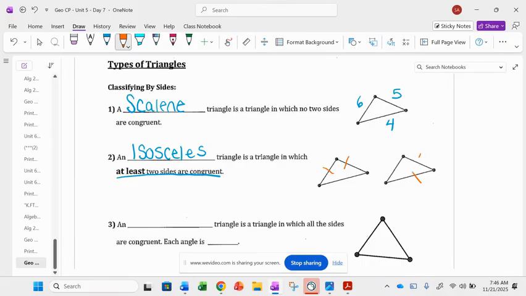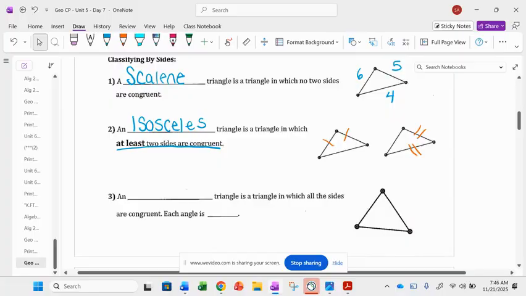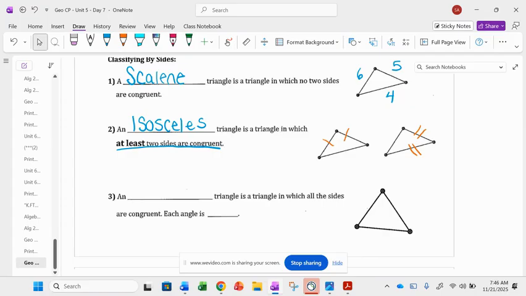It doesn't matter which two sides are congruent. As long as there are two sides congruent, it is isosceles. Okay, so the reason I said for an isosceles triangle, we'll always just say it's isosceles if two sides are congruent, is because there's a better word if all three sides are congruent.